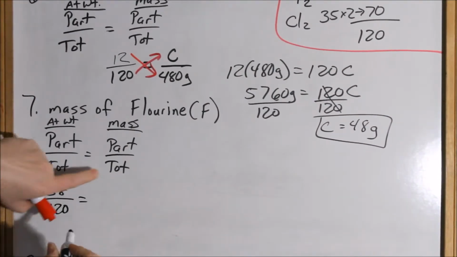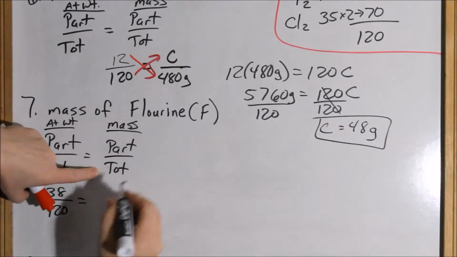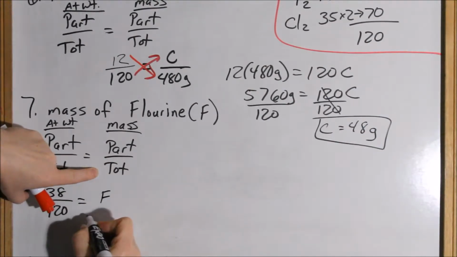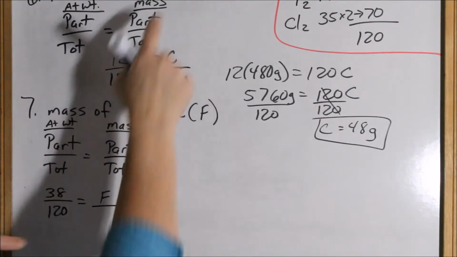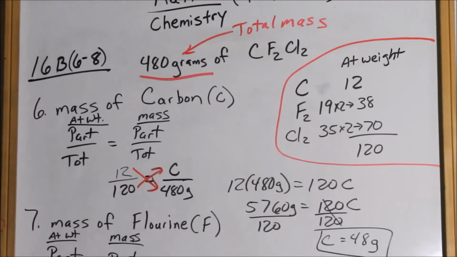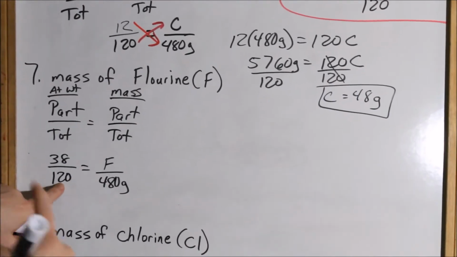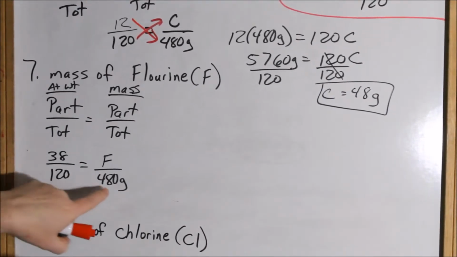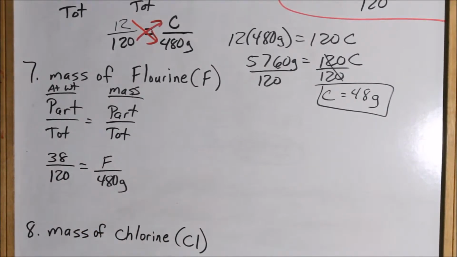Okay, now we're going to make a ratio that's the mass information. The mass of the fluorine, we don't know, so I'm just going to put an F. And then the total mass of the compound goes in the denominator. That was 480 grams. We were given that. You can see how our totals are always going to be the same each time. The total atomic weight will always be 120. The total mass of the compound will always be 480 grams. Okay? It's just our numerators that are changing each time.